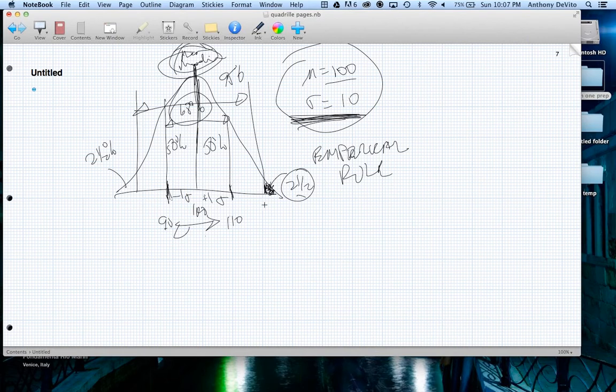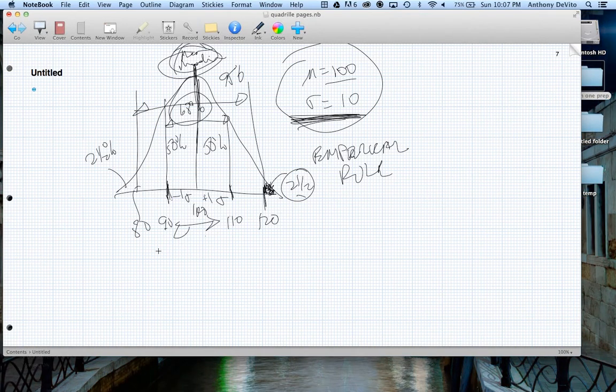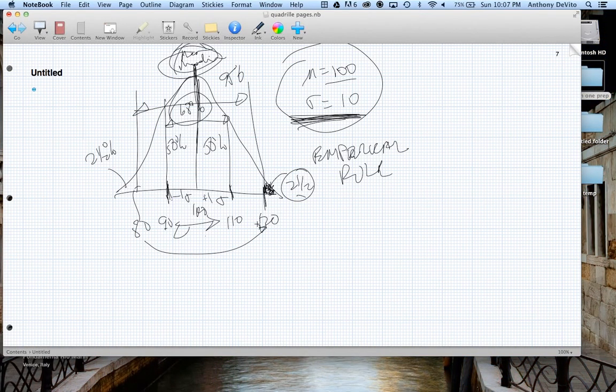So the standard deviation is 10. That would be 120 and 80. So 95% of the population would be between two standard deviations above and two standard deviations below, between 80 and 120. If I asked you what percentage of the population was above 120, you would say 2.5%. If I asked you what percentage of the population was below 80, you would say 2.5% is below. Correct?